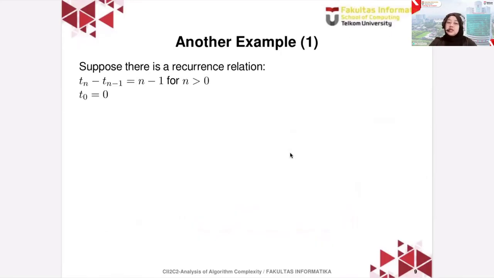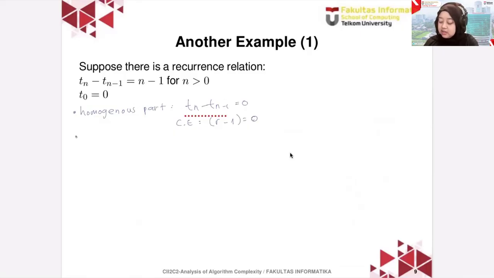Okay, so another example here, we have a recurrence relation. And from here, we can know the homogeneous part. So for the homogeneous part, we will have Tn minus Tn minus 1 equals 0. So the characteristic equation will be r minus 1 equals 0.